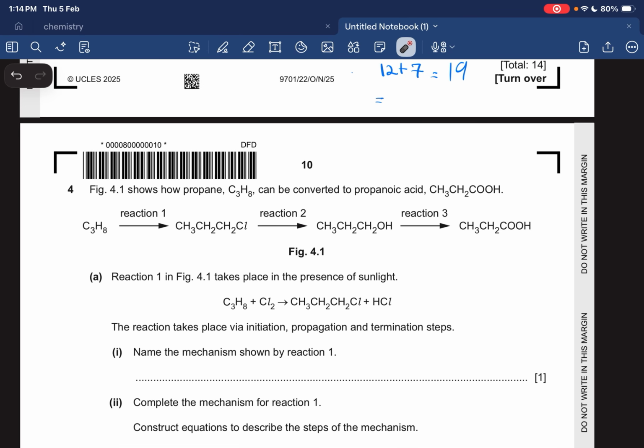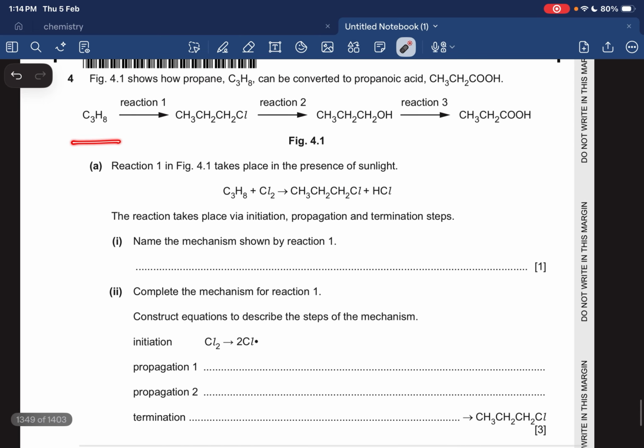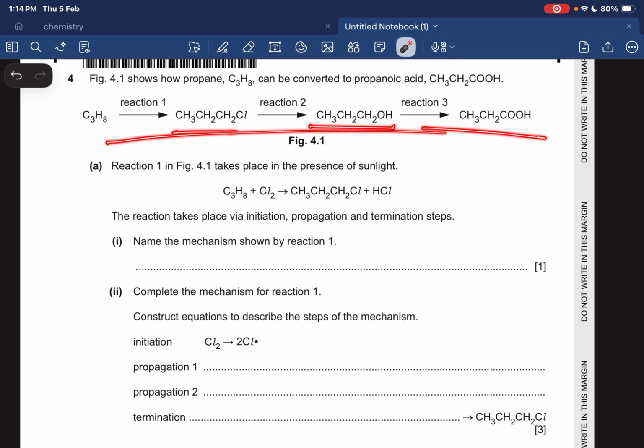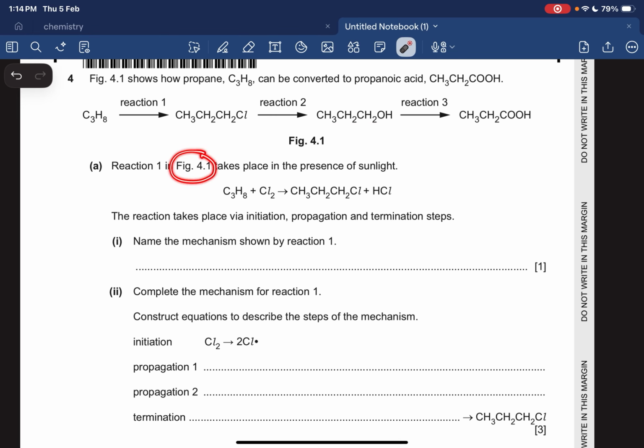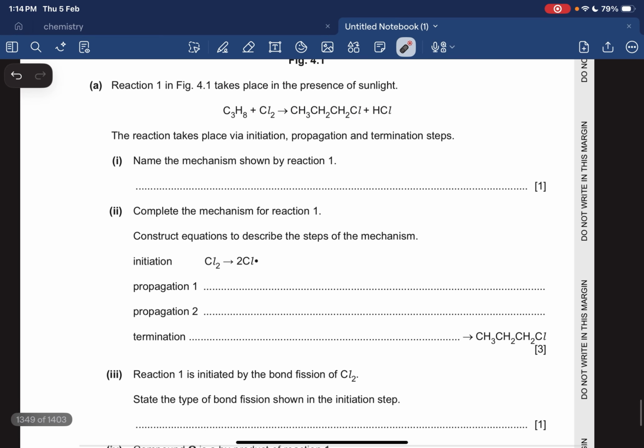Okay. Figure 4.1 shows how propane can be converted into propanoic acid. Propane converted into a halogenoalkane, converted into an alcohol, converted into propanoic acid. A series of reactions are happening. Reaction 1 in figure 4.1 takes place in the presence of sunlight. So this reaction is going to take place in the presence of sunlight. The reaction takes place via initiation, propagation, and termination steps.